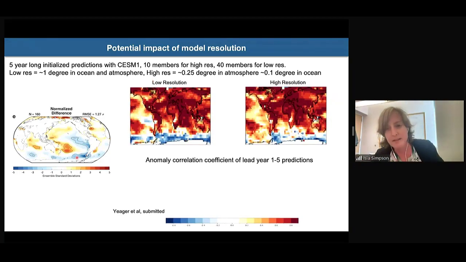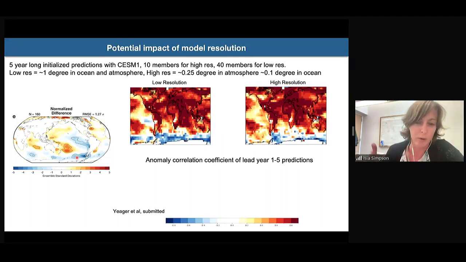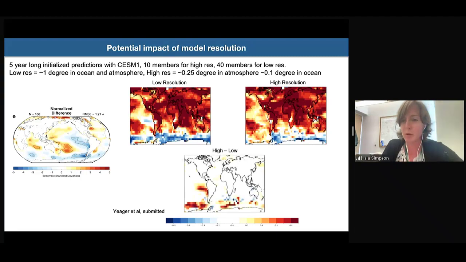And so here are some results from these different model resolutions. And these are initialized predictions, so they're not the same thing as free-running climate models. They're initialized from observation-based states and run for 5 years. And what you're seeing here is the anomaly correlation coefficient between the model predictions and observations. At the low resolution, you've got negative skill in the eastern tropical Pacific and in the Southern Ocean. At the higher resolution, that moves to being positive skill. And if we take the difference between those high and low resolution models in their skill, you can see that this pattern very closely resembles this pattern of discrepancy that we have between models and observations in the historical trend.